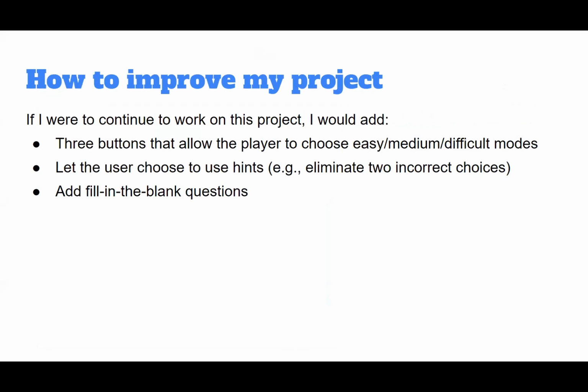So if I were to improve it, I would first add at the beginning 3 buttons that allow the user to choose easy, medium, and difficult modes. And these questions actually range in difficulty. Like right now, these 20 questions, some of them are kind of niche and harder than the other ones. So if the user could choose which difficulty level they want to play, it could perhaps be better. And also the user could choose perhaps to use hints, like eliminate 2 incorrect choices.